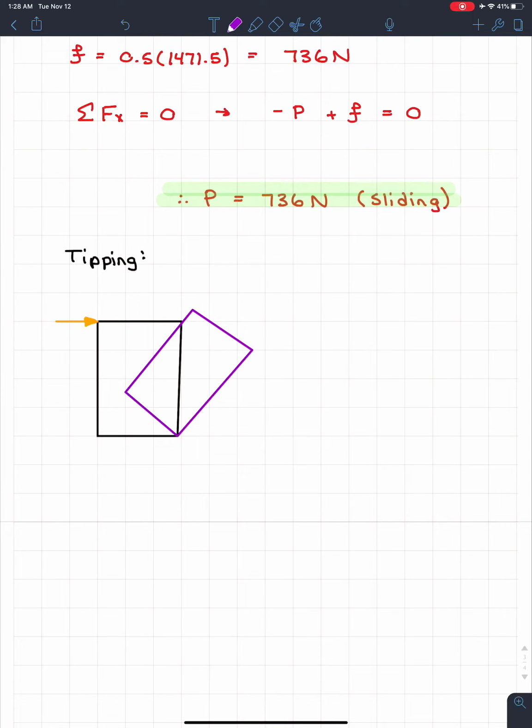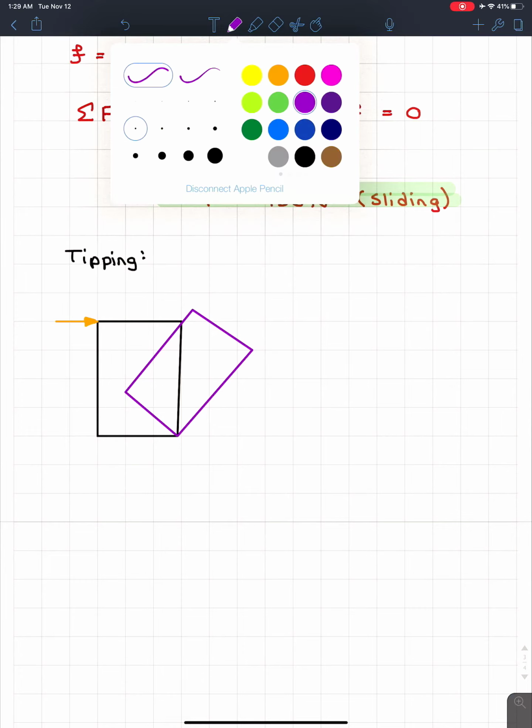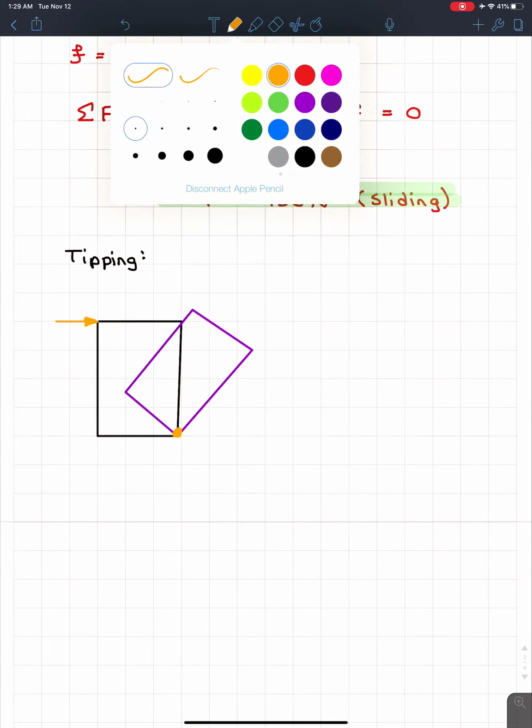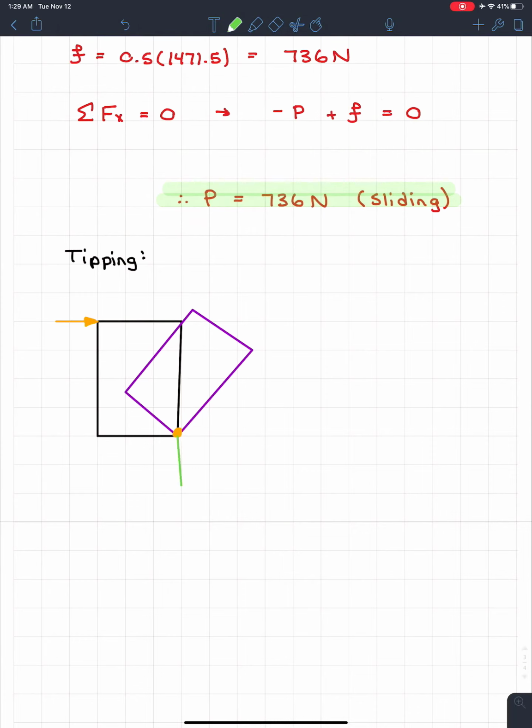And here's what you guys are going to have to understand. In this scenario, once the crate starts to tip, the only contact the crate is going to have with the ground is at the corner where it tips. So we see this corner? That's the only part of the crate that's touching the ground. Well, what does that mean? It means that this is the only location where the normal force will be touching the crate. So our normal force is actually going to shift towards the end of our free body diagram because that's the only place where the crate is actually making contact with the floor. So that's going to be very, very important.